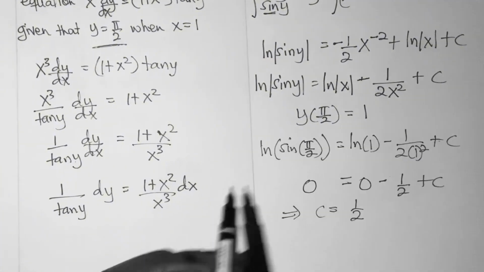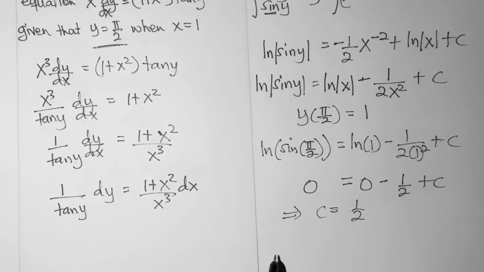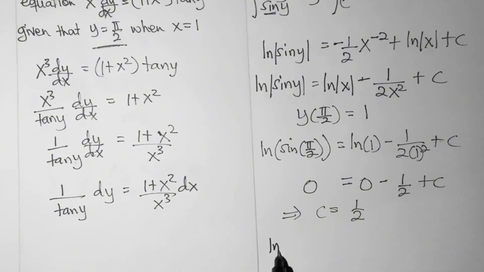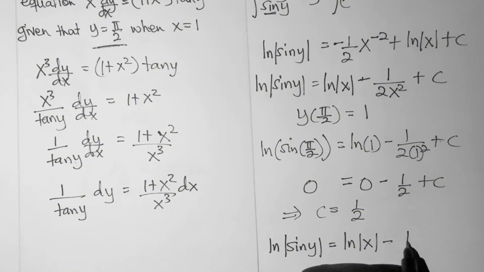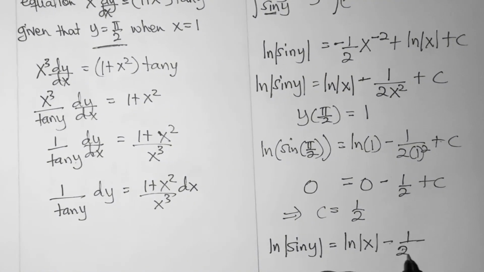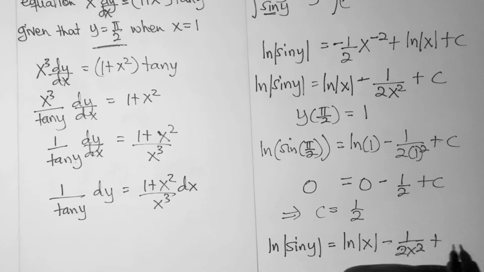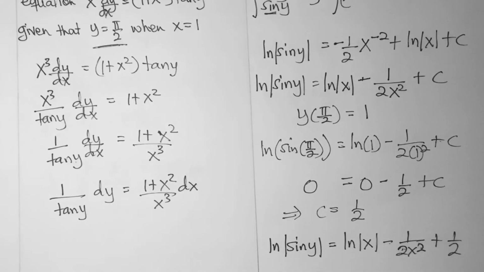And therefore, we can then put it in the equation. And if we put it in the equation, we find that the particular solution becomes the natural log of the absolute value of sin y is equal to the natural log of the absolute value of x minus 1 over 2x squared plus 1 over 2. So this is the final answer.